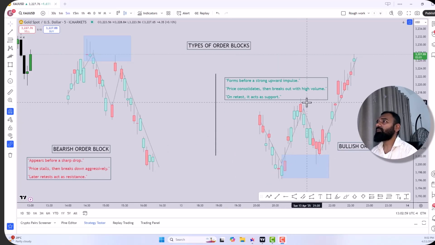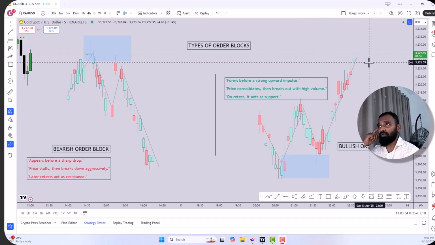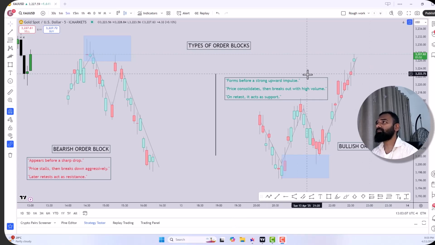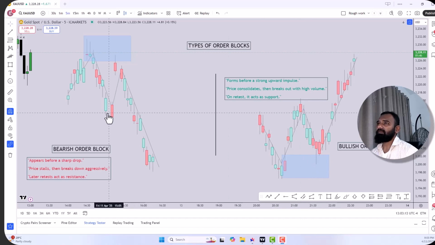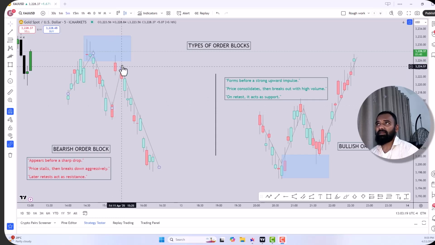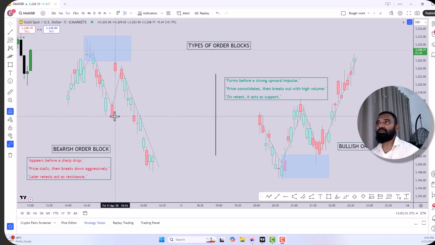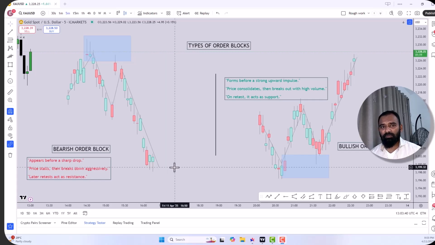A bullish order block forms before a strong upward impulse move. On retest, it acts as support. Sometimes price consolidates, then breaks out with high volume, and then again on retest, it acts as support. Similarly, a bearish order block forms with a sharp drop, price retests, acts as resistance, and then price breaks down. And sometimes there is a strong consolidation, then price goes in one direction in a downtrend, comes back, retests, and price starts to fall. So there are these two main types of order blocks, bullish and bearish.